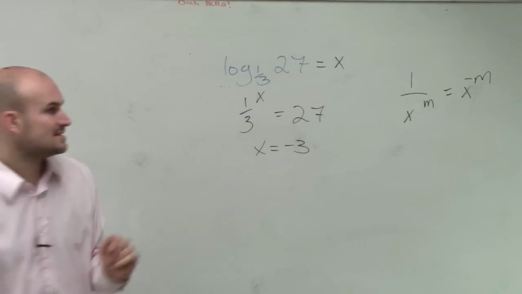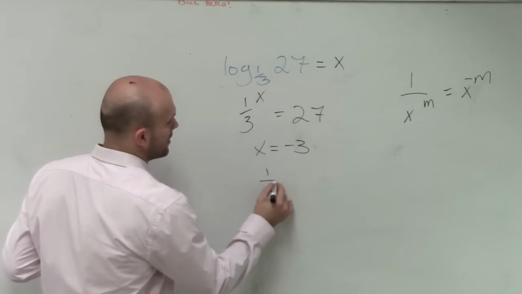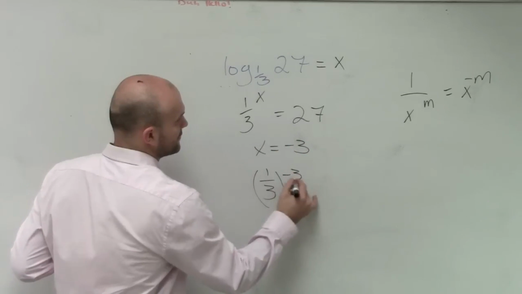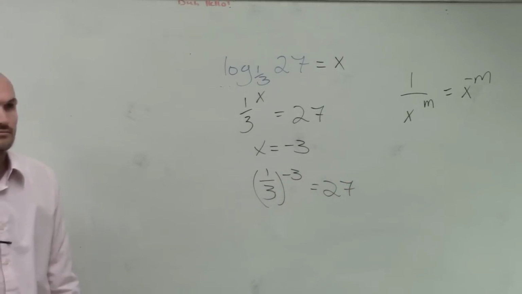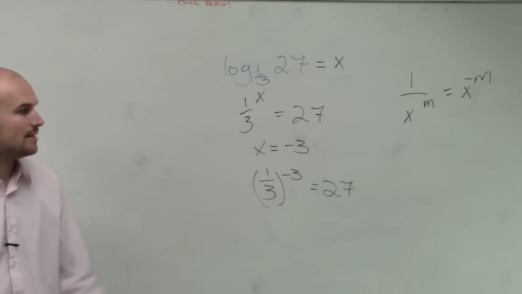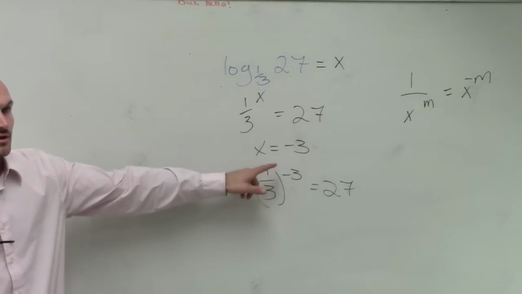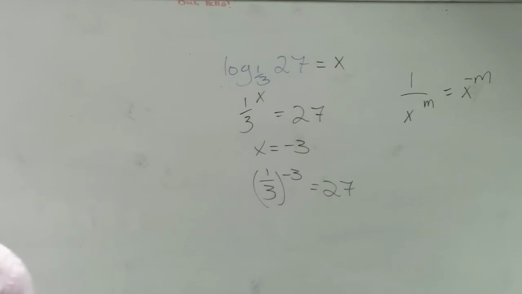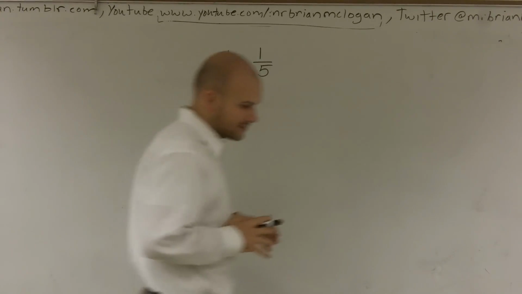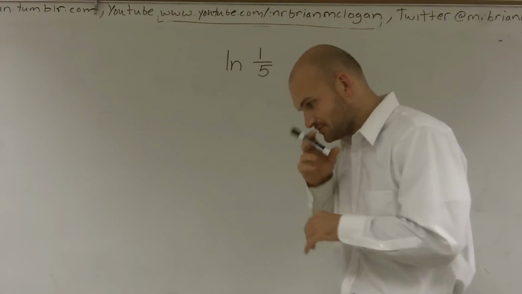And let's take a look at this. Does 1/3 to the negative 3 power equal 27? Yeah, because then that's going to be 3 cubed, which is 27. Very good.